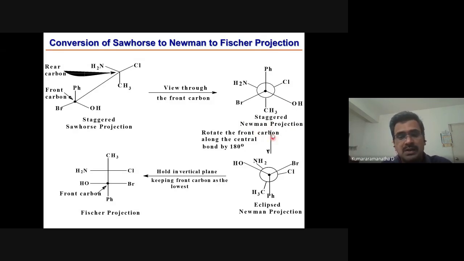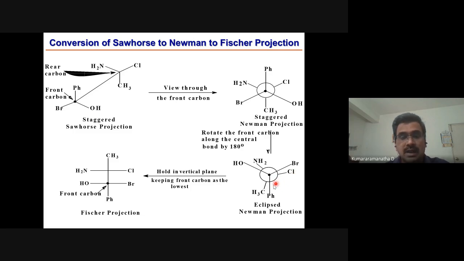Now you make sure that the front carbon is the dot. This carbon, you are turning by 180 degrees. Why are you doing this? To make a Fischer projection. So you make a 180 degree rotation, so that the phenyl group will be in the same position as the methyl group, and hydroxyl will be in the same position as amine, because you are literally turning it 180 degrees. So methyl, phenyl, hydroxyl, amine, and bromo and chloro groups.